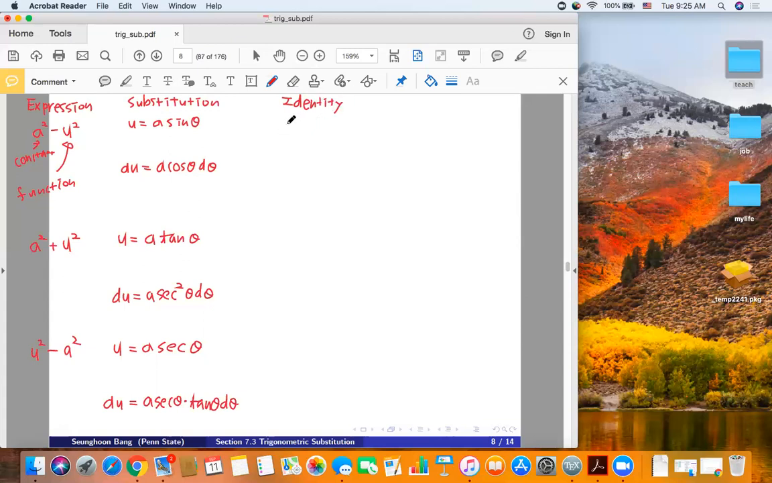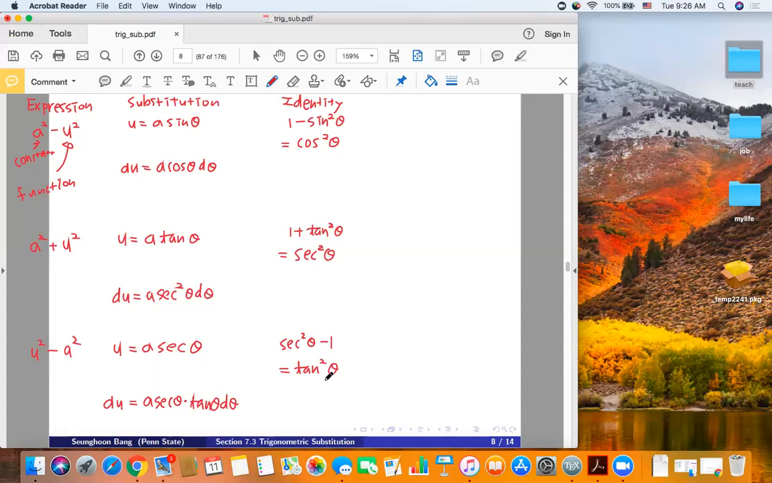The first one, we use this identity: 1 minus sine squared of theta is cosine squared of theta. Second one, you can use u equals a tangent theta, so we use 1 plus tangent squared of theta equals secant squared of theta. The last one, u equals a secant theta. We use this identity: secant squared of theta minus 1 equals tangent squared of theta. You can change it to the simple form.